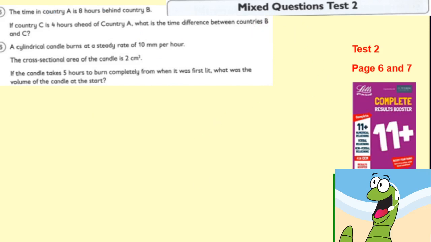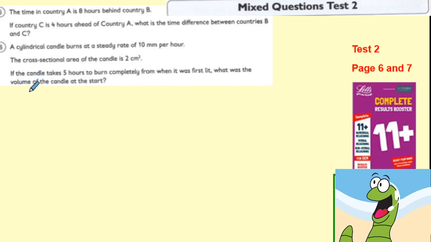Question 6. A cylindrical candle burns at a steady rate of 10 millimeters per hour. The cross-sectional area of the candle is 2 centimeters squared. If the candle takes 5 hours to burn completely from when it was first lit, what was the volume of the candle at the start? So it's asking us, what is the volume of the candle at the start?